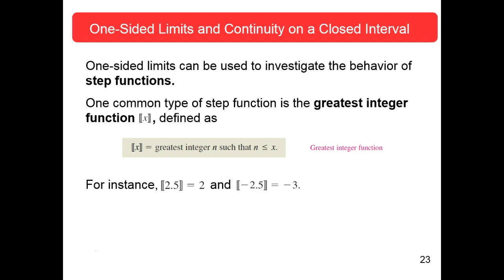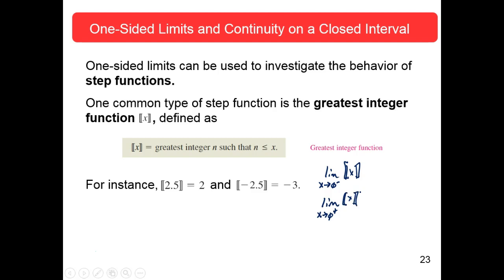Find the limit of the greatest integer function as x approaches 0 from the left-hand side and from the right-hand side. So what we're looking for is the limit of the greatest integer in x as x approaches 0 from the left-hand side, that's the negative side, and the limit as x approaches 0 from the right-hand side, the positive side.